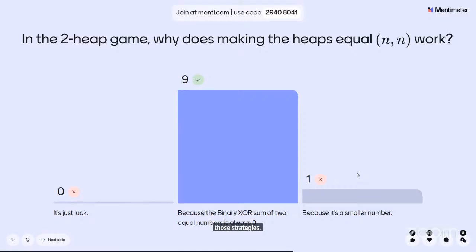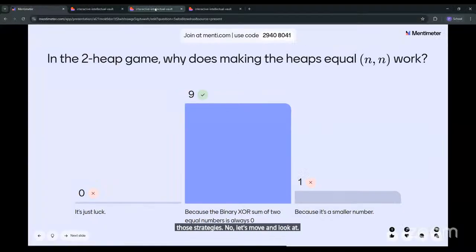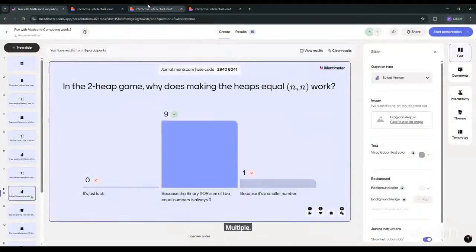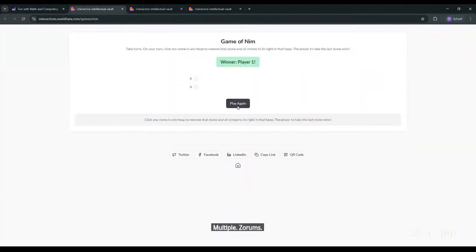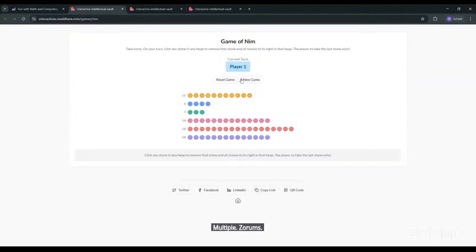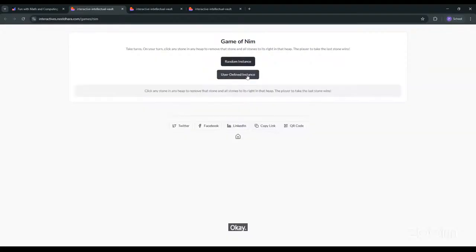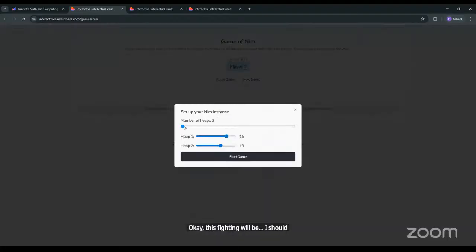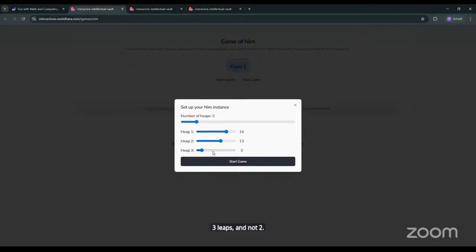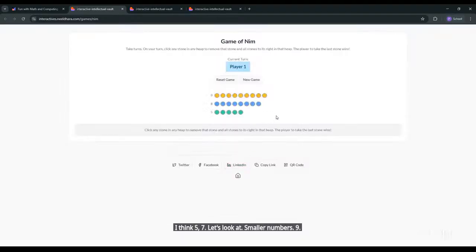Now let's move and look at multiple XOR sums. Let's move forward to 3 heaps and not 2. Let's look at smaller numbers, say 9, 8, 5.